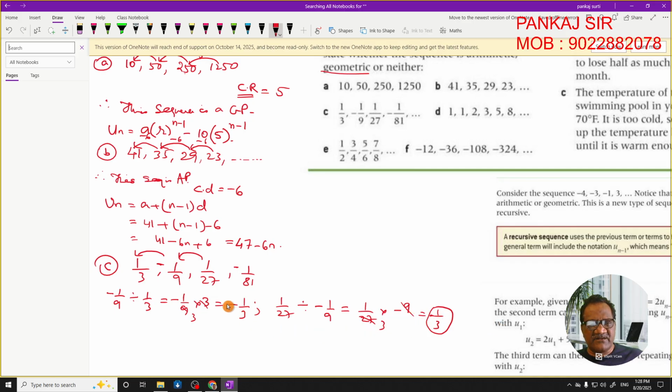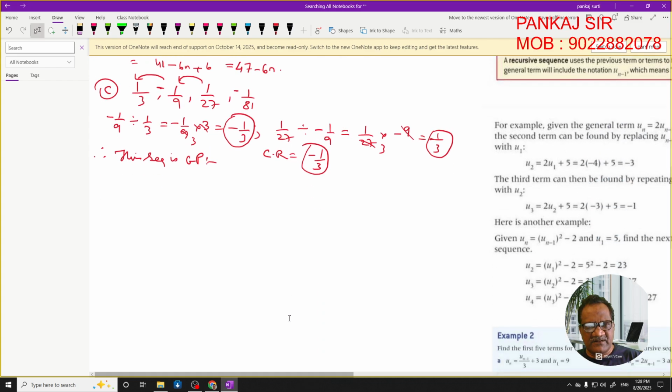So can you see you are getting a common ratio of minus 1 over 3. Therefore you can say this sequence is a GP. And because it's a GP, the general term UN will be equal to A times R raised to n minus 1. In this case, A is 1 by 3, R is minus 1 by 3, raised to n minus 1.